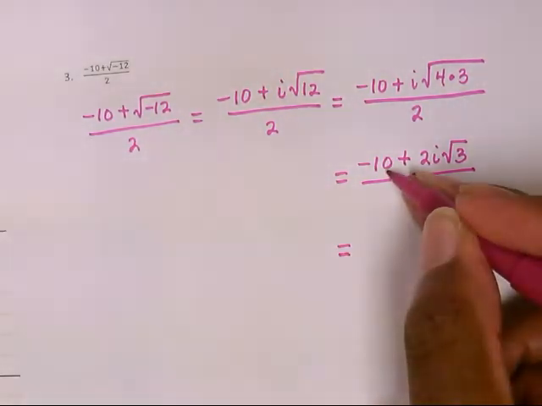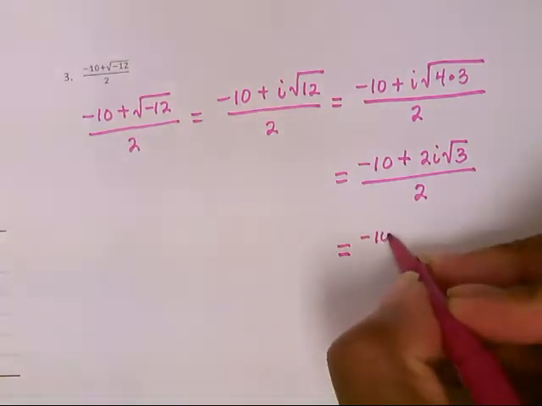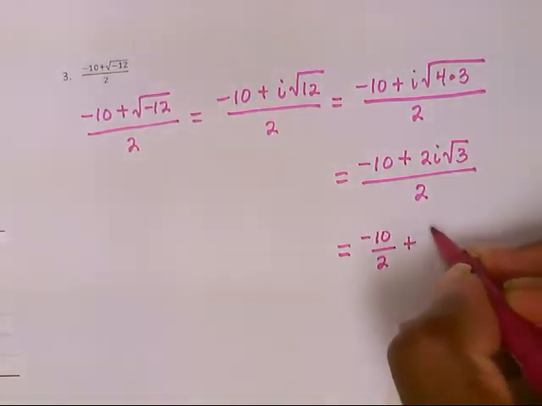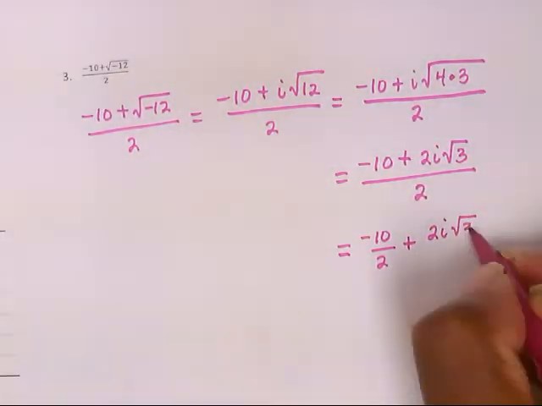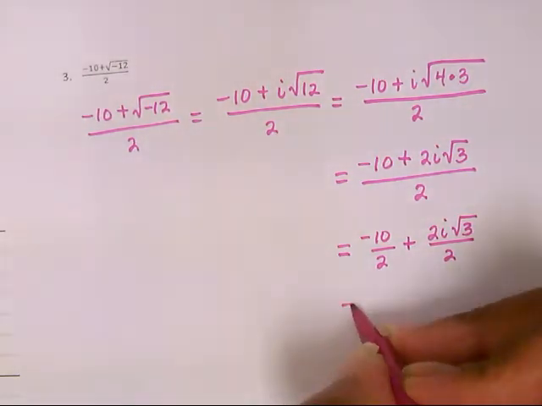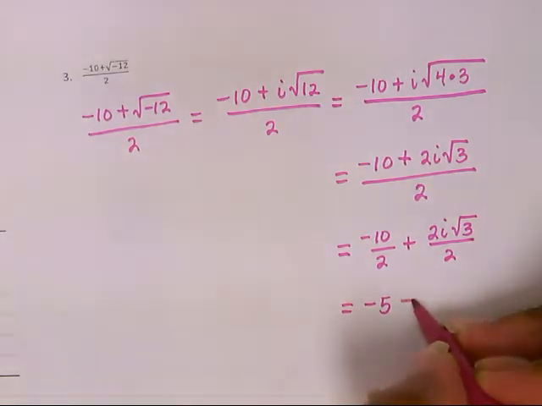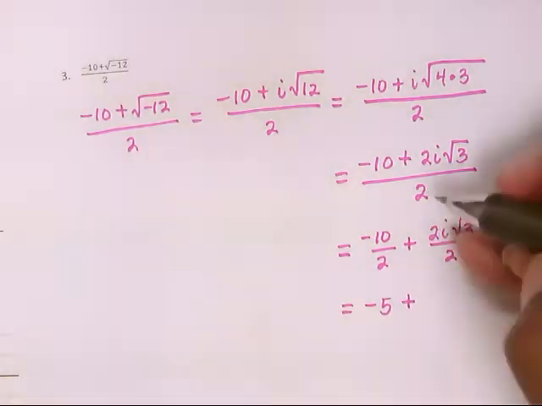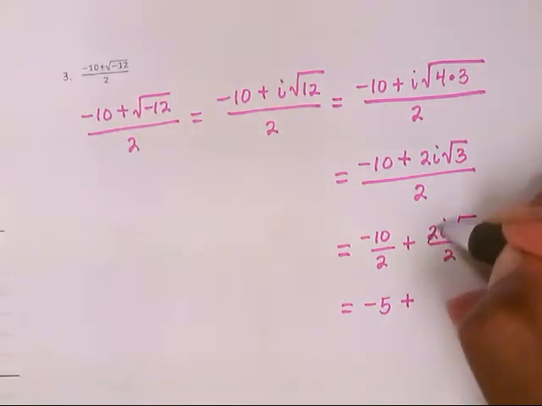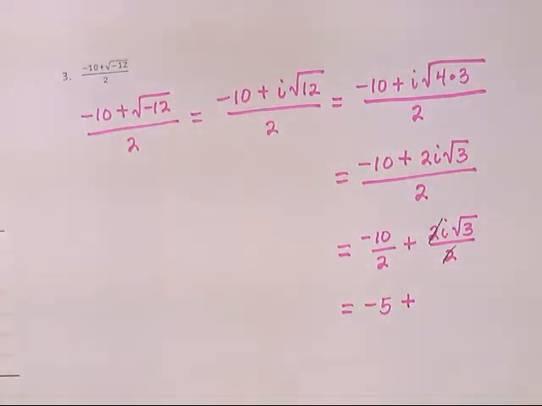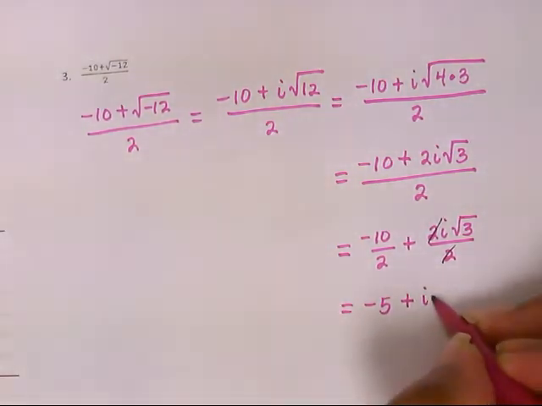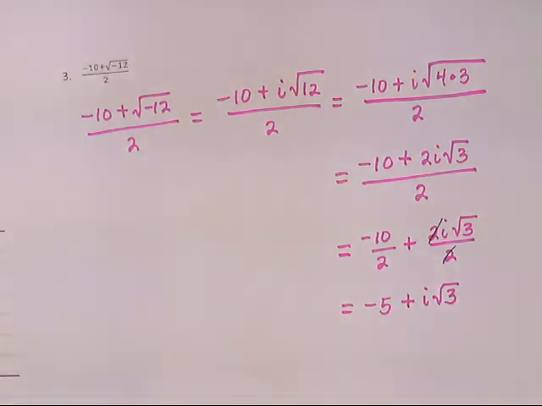Now, I can divide negative 10 by 2, and then 2i square root of 3 can be divided by 2. Now, negative 10 divided by 2 will be negative 5 plus 2i square root of 3 divided by 2. The 2's divide out. You're left with just simply i square root of 3. So the final answer there will be negative 5 plus i square root of 3.